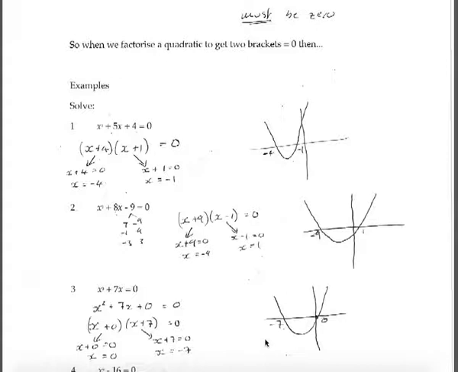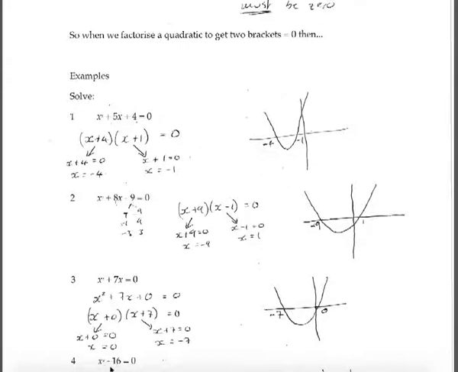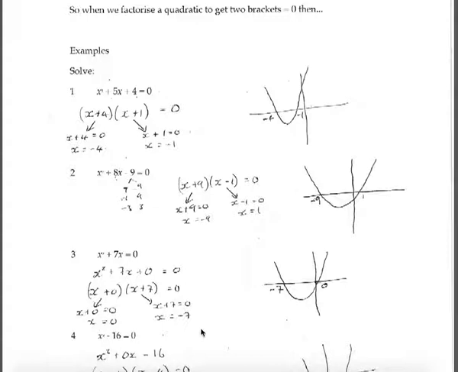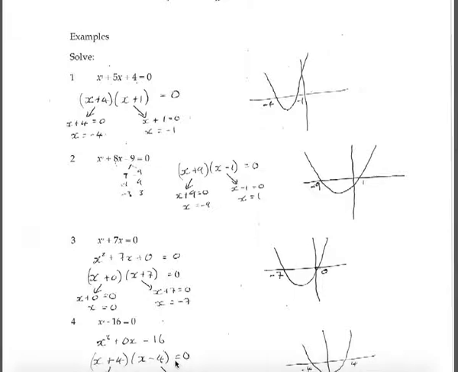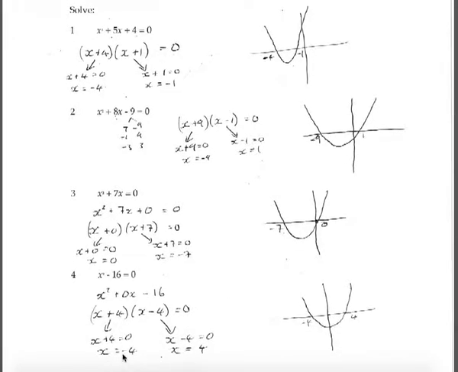Pause the video, try the next example. Okay, so it's another special case. This time we're missing the x's, so we put them back in. So we've got x squared plus no x is minus 16. So we need two numbers that add together to give 0 and times together to give minus 16. So it's plus 4 and minus 4. So if these two brackets are going to times together to give 0, then either the first bracket must equal 0 or the second bracket must equal 0, which means that either x must be equal to minus 4 or plus 4, which means that my graph must look like that.